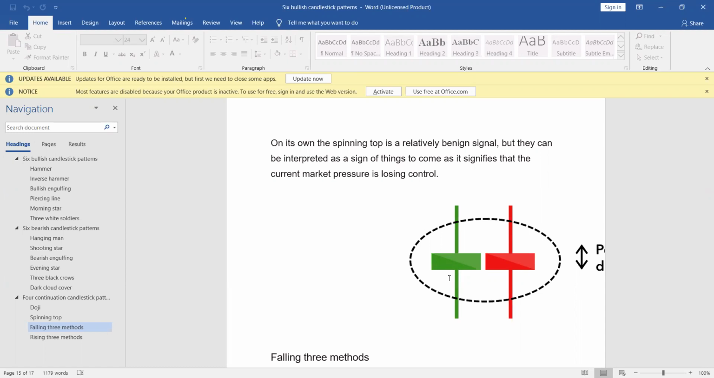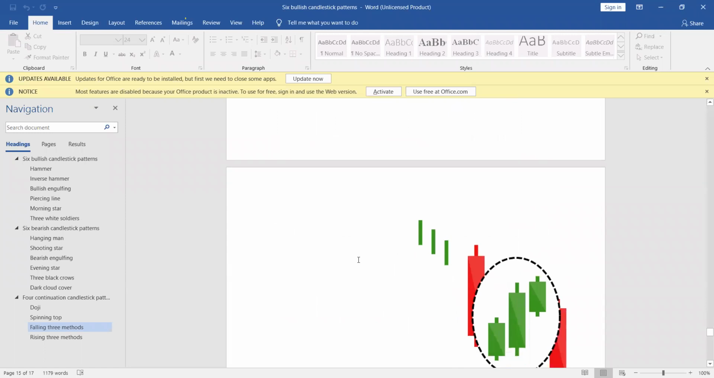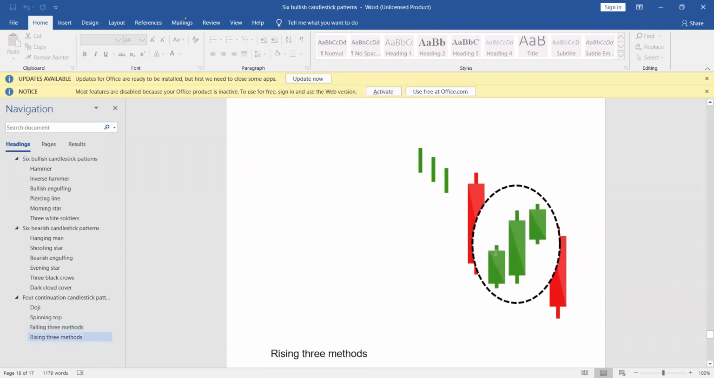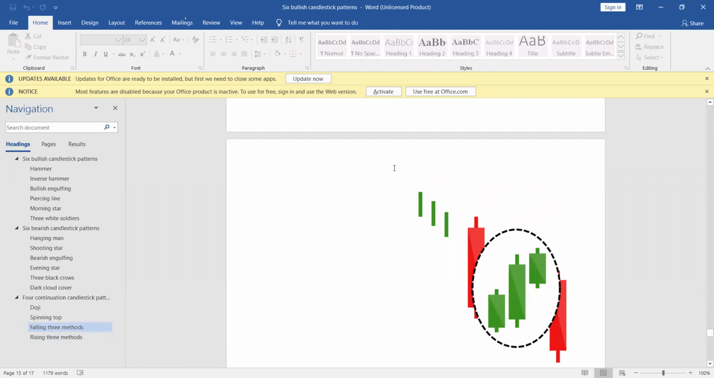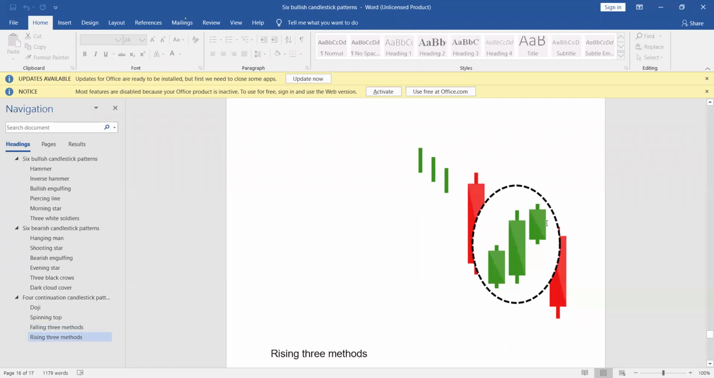All right. Now we have the falling tree method. The falling tree method is a set of three bullish candles. So let's say you find a downtrend. The market is trending down. From here it's coming down, and then you find these three: 1, 2, 3.